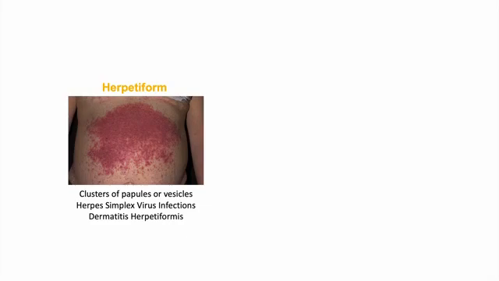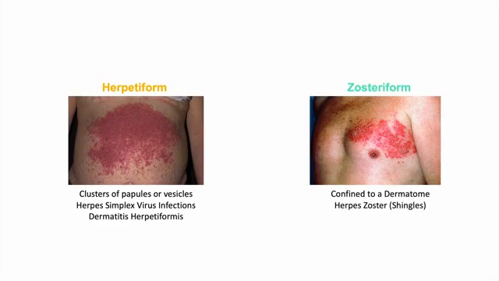Now, there are some other terms we can use with regards to the shape or the pattern of appearance. We can use the term herpetiform, which is clusters of papules or vesicles. This is associated with herpes simplex virus infections and dermatitis herpetiformis. And the related zosteriform. Zosteriform is essentially similar to herpetiform, but it is confined to a particular dermatome. And we see this in herpes zoster or shingles.